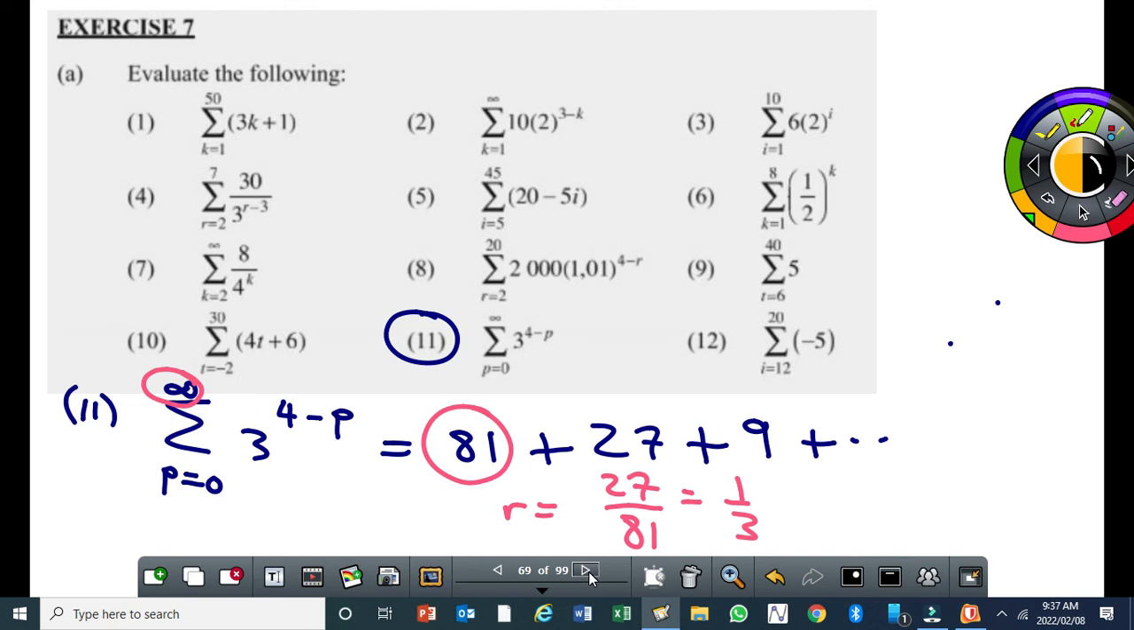So, number 11, we are given sigma from p equal to 0 up to infinity of 3 to the power 4 minus p. Here, we are substituting the p value from 0. We don't know the number of terms. The n is not given. So if you put p equal to 0, you get 4 minus 0, so 3 to the power 4 is 81. Then put p equal to 1. You get 4 minus 1, which is 3. 3 cubed is, sorry, 27 rather.